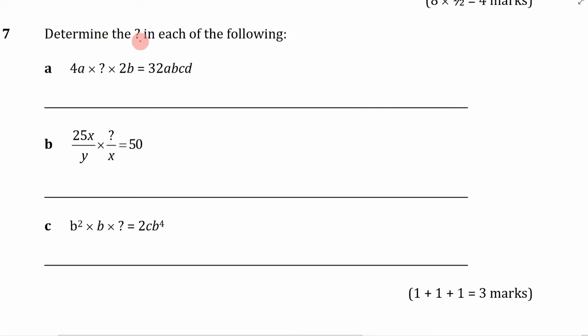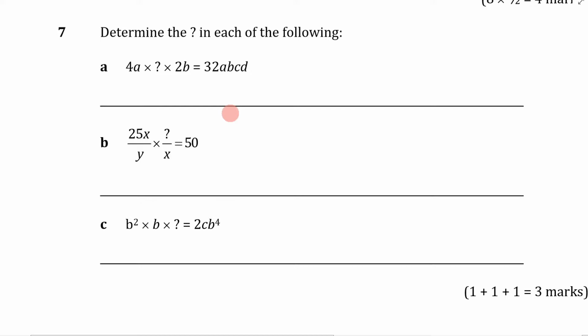Determine the question mark in each of the following. So here we have this. Now what this is going to be is, well, 4 times 2 is 8. What would this have to be 32? Well, 8 times what is 32? It's going to be 4. And then there's also a C and a D in there, isn't there? Now I've already got an A and a B. So this has to be 4CD.